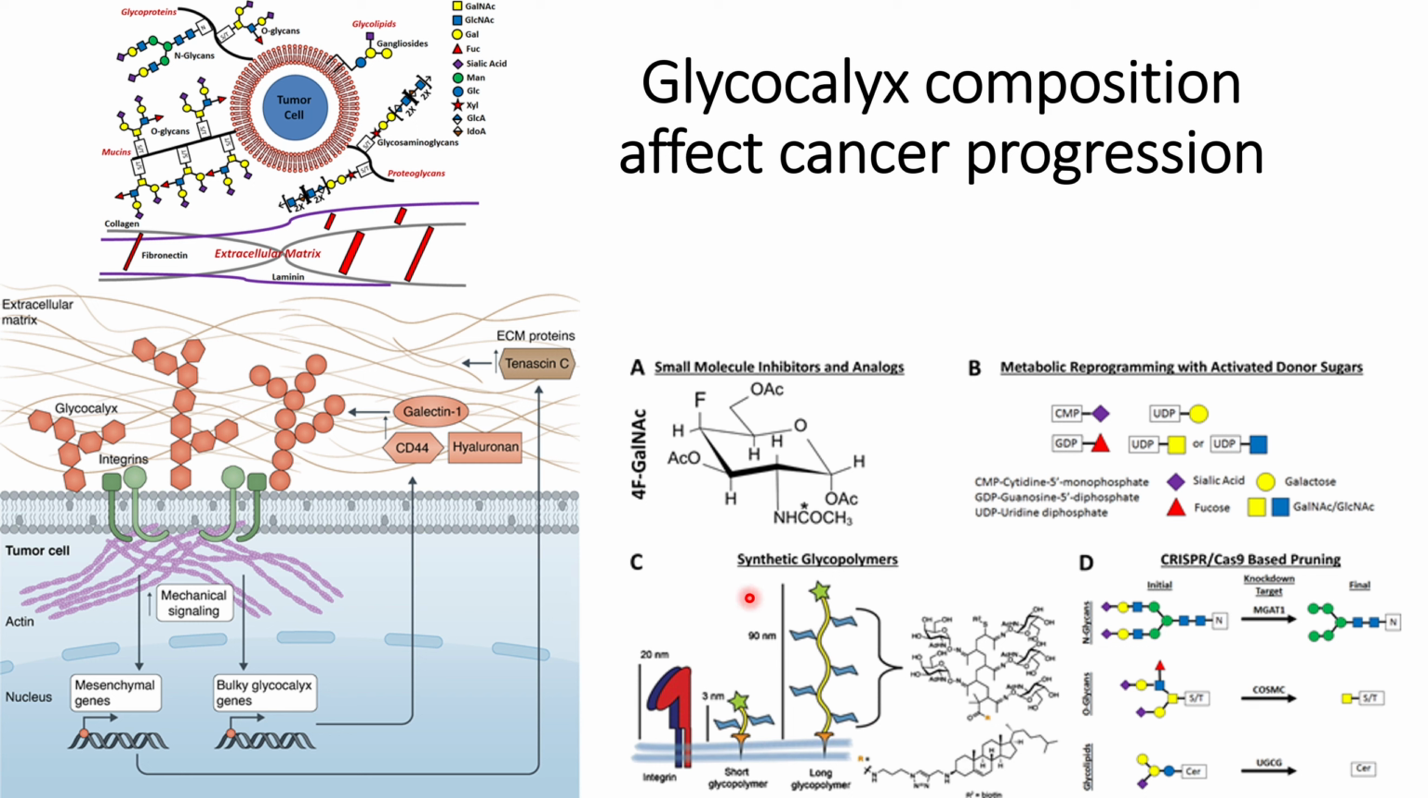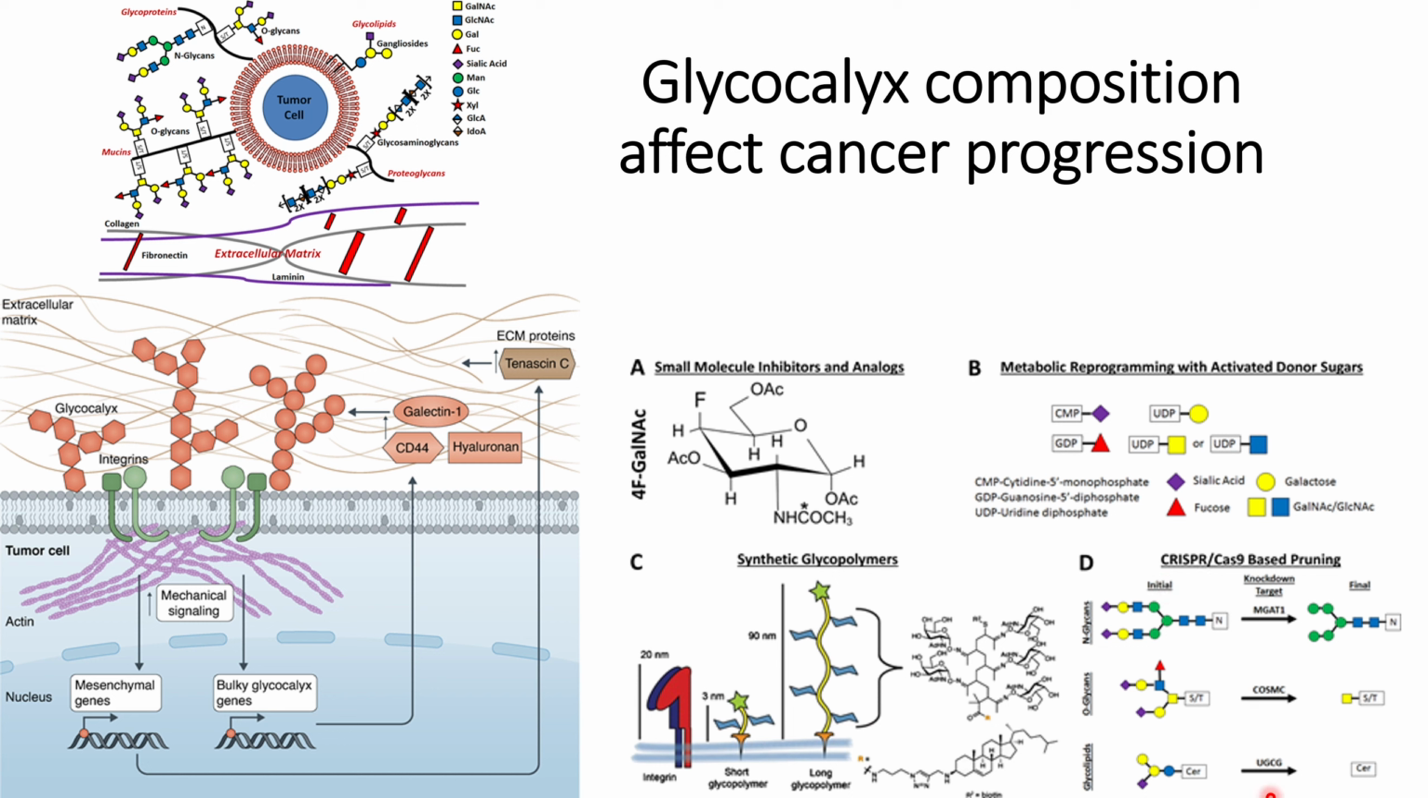Next, we can use synthetic glycopolymers. The synthetic glycopolymers have a greater length; one example shown here is 90 nanometers, compared to the integrin and the short glycopolymers. Because of the long synthetic glycopolymer, it can interact with the ECM and prevent the interactions of the integrin and short glycopolymers, and thereby the downstream signaling pathways will not get activated. This is another approach, and these synthetic glycopolymers are designed in a way that they will not activate any intracellular signaling pathways.